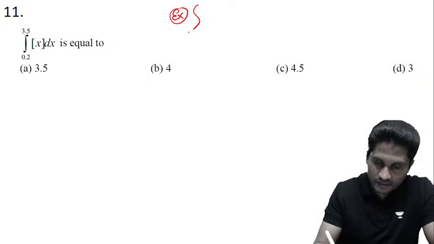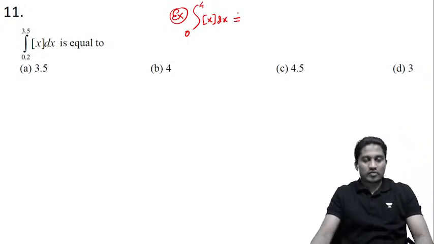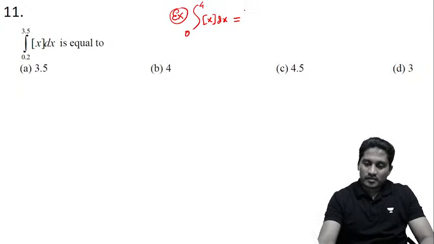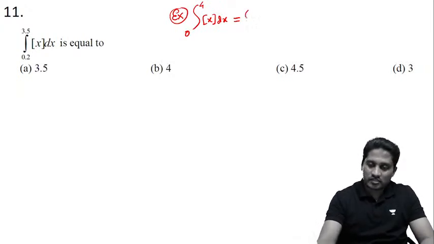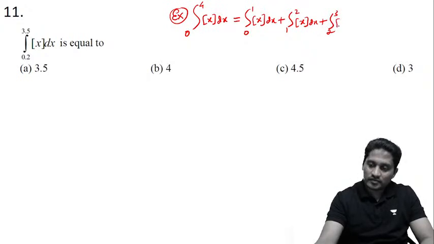suppose I have the integral from 0 to 4 of box x dx, just an example. I'll write all the integer points. That is, this will be 0 to 1, 1 to 2, 2 to 3, and 3 to 4, of box x dx.